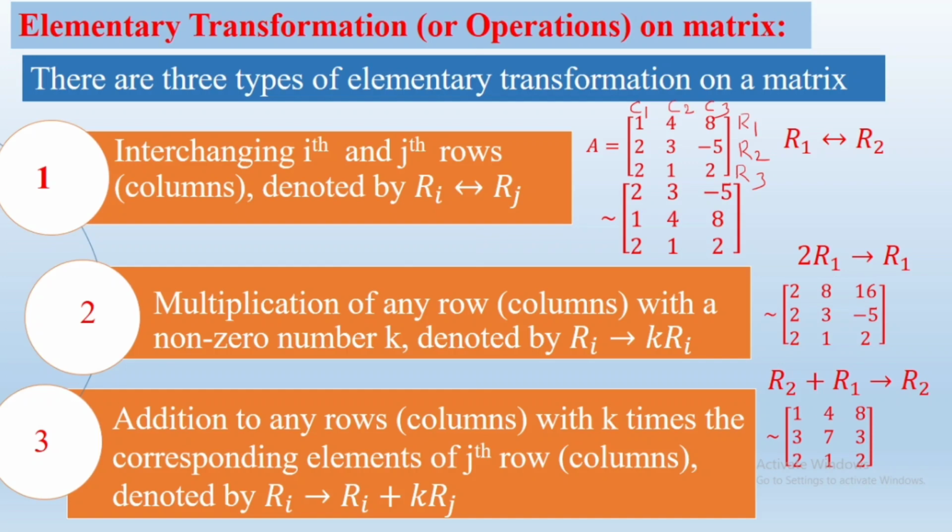Okay, these are the three transformations on a matrix, friends. What is the first one? Interchanging any two rows or columns, friends. Second, multiply by a non-zero number any row or column, friends. And third, addition of any two rows or addition of any two columns, friends.